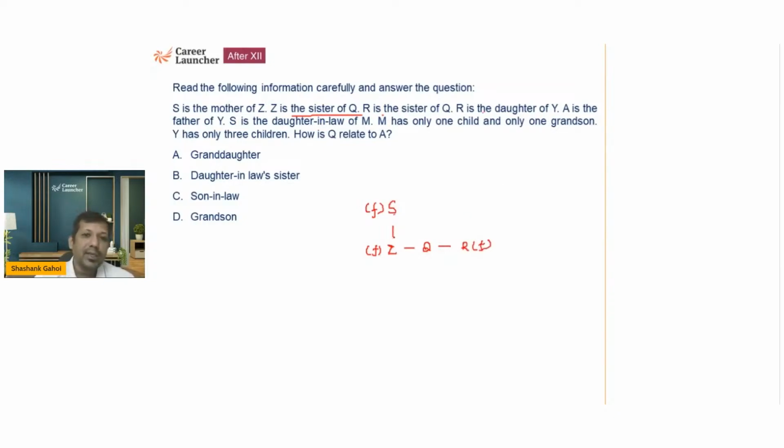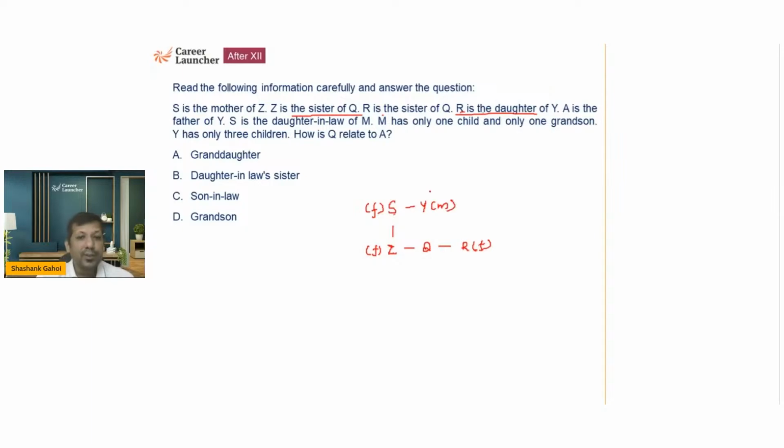Now Z is the daughter of S. And Q is sister of Z. It means Q is also daughter of S. R is also daughter of S. And it also says that R is the daughter of Y. It means Y should be father of all three and Y should be male.